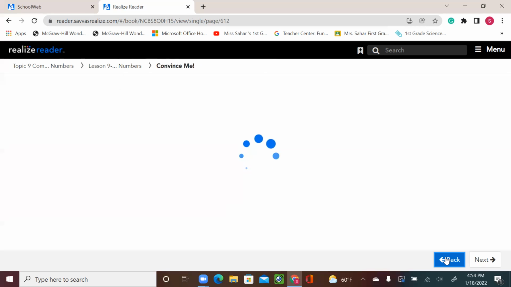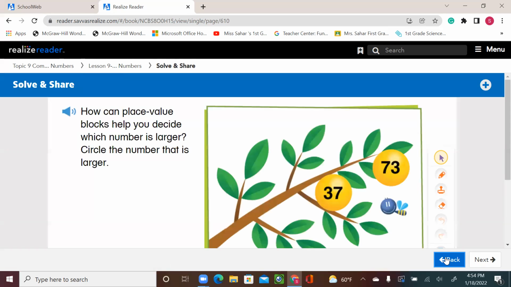Let's go to the first question we have in our book and see here. How can place value blocks help you decide which number is larger? Circle the number that is larger. So larger or greater than or bigger. So what I'm going to do, I'm going to use my value blocks. So let's see, 37 and 73.